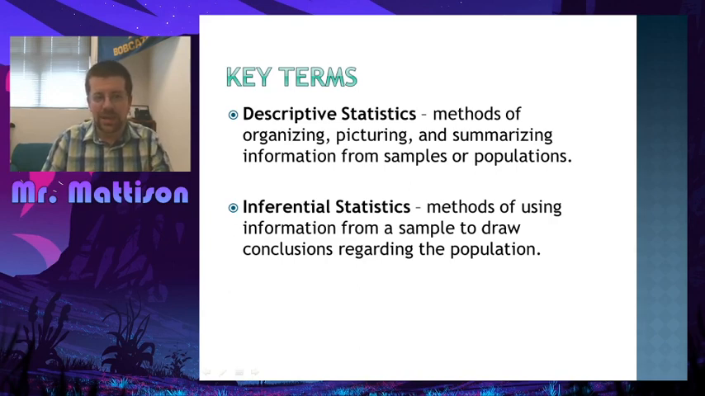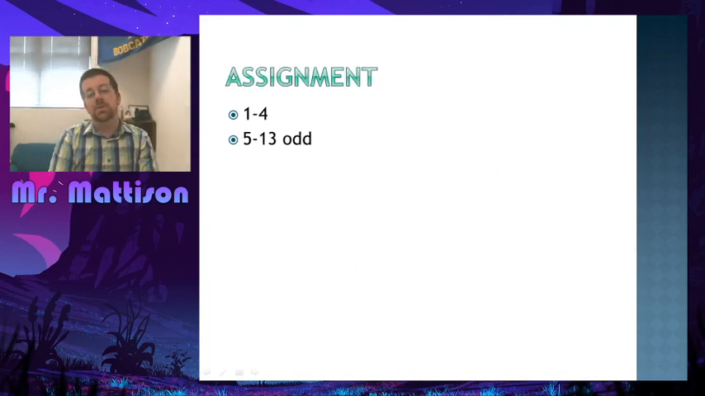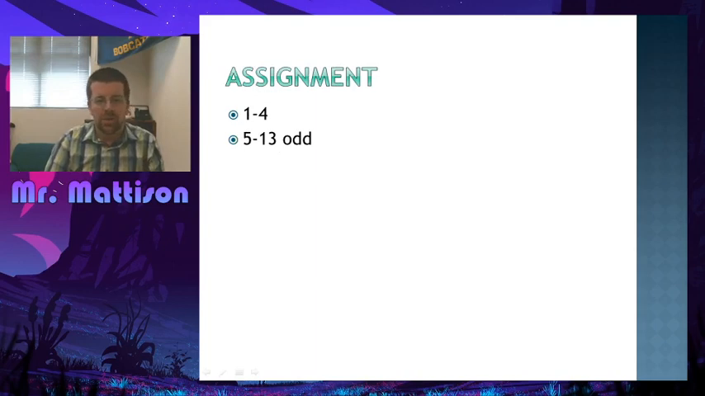Again, take notes as you need, pause these videos as you need. Our homework for this 1.1 section is going to be problems 1 through 4 and then problems 5 through 13's, the odds. And again, the odd answers are in the back of the book, so make sure you're checking those as you go through and do them.